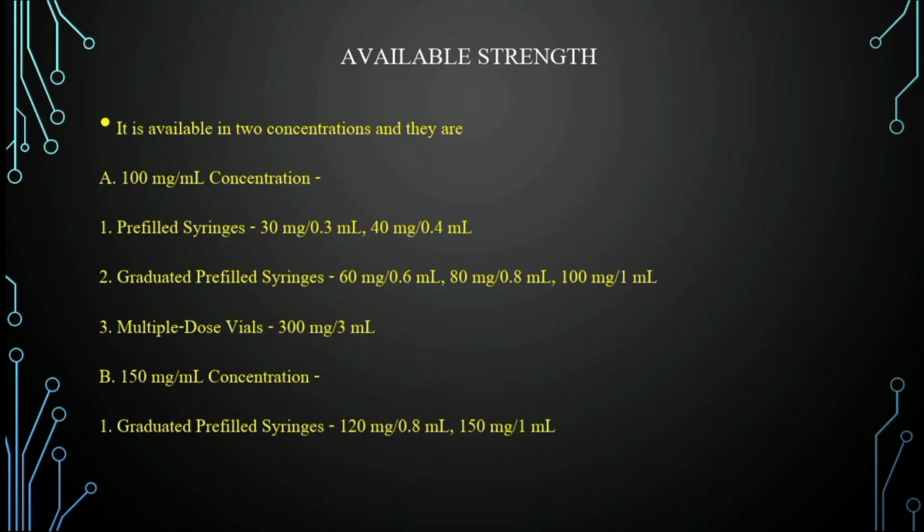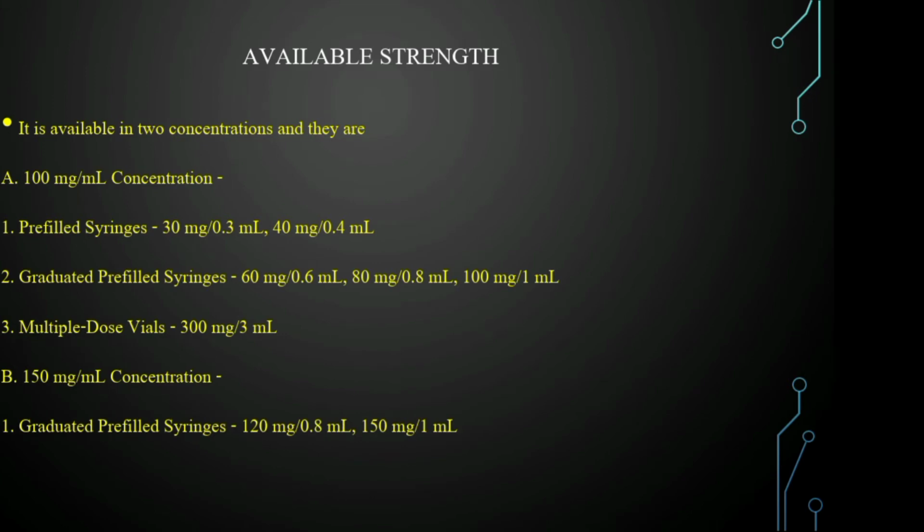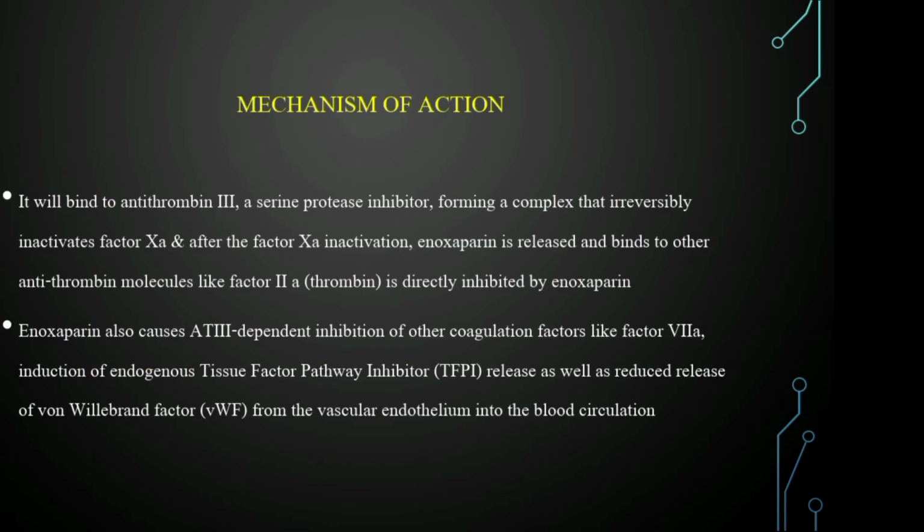Here the pre-filled syringe is available in 30 mg per 0.3 ml, 40 mg per 0.4 ml. Graduated pre-filled syringes are available in doses of 60 mg per 0.6 ml, 80 mg per 0.8 ml, 100 mg per 1 ml. And multiple dose vials are 300 mg per 3 ml. In the 150 mg per ml concentration, graduated pre-filled syringes are 120 mg per 0.8 ml, 150 mg per 1 ml. So these are the available strengths with the available concentrations.